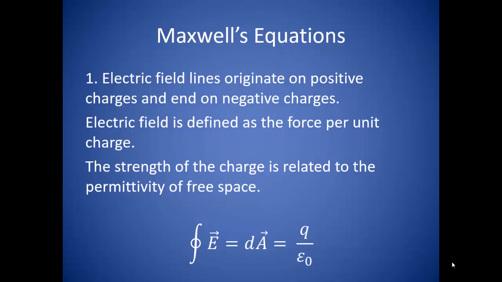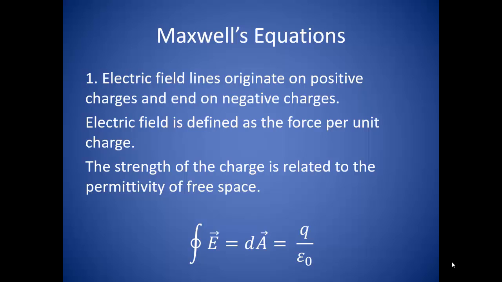The first equation is a generalized form of Coulomb's law and basically dictates how an electric field behaves around electric charges. Remember that electric fields originate on positive charges and end on negative charges. In this regard, we can think of a positive charge as a source for electric field. In turn, then, a negative charge is sort of like a sink for electric field. It also defines the electric field as the force per unit charge acting on a test charge. The strength of this force is related to the permittivity of free space.